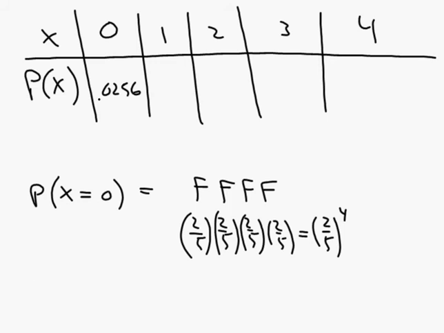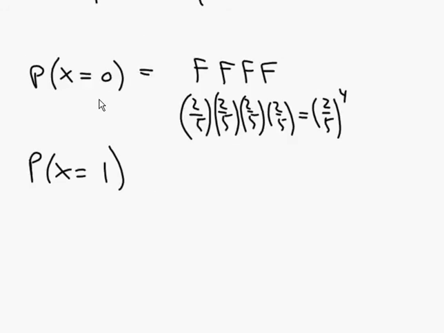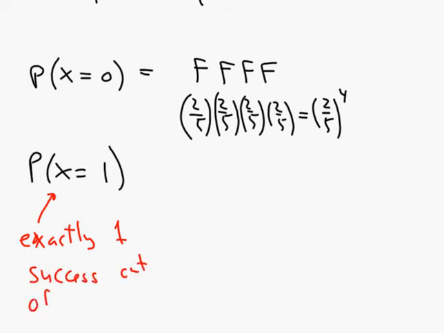Now things get a little more interesting when you try and consider some of the other values of X. So let's say I ask for the probability that I get exactly 1 out of 4 shots in. This is the probability of exactly 1 success out of 4 trials. So get used to the word exactly when you see an equals here. You have to be careful with this because there's more than one case that makes this satisfied.